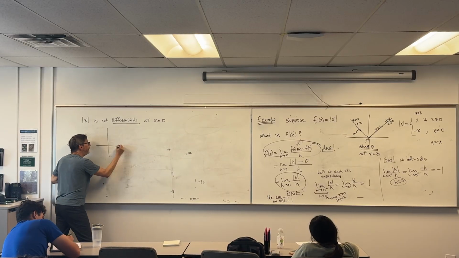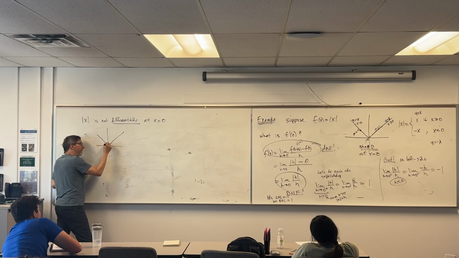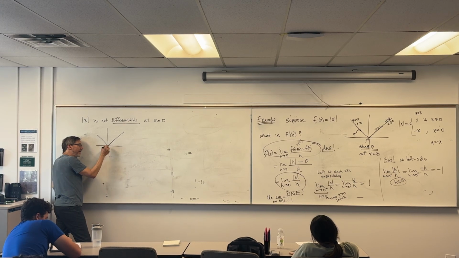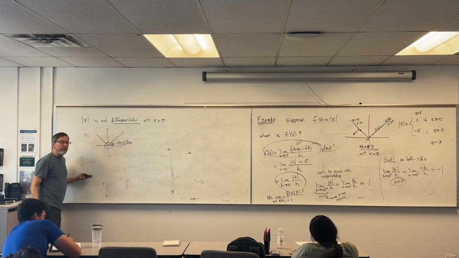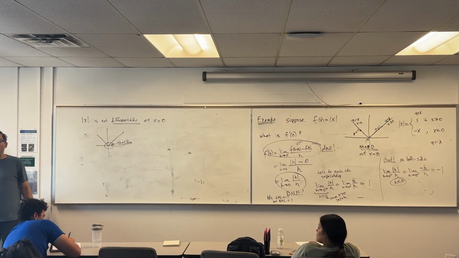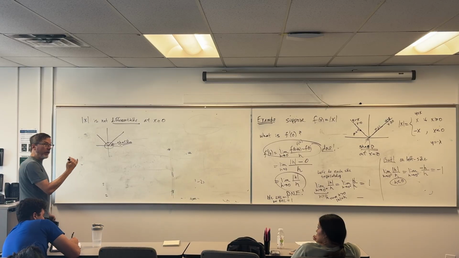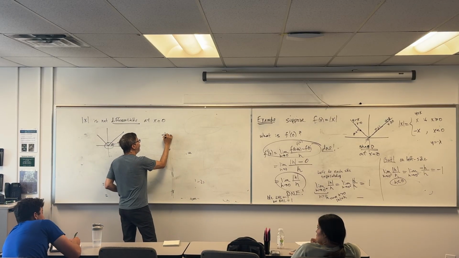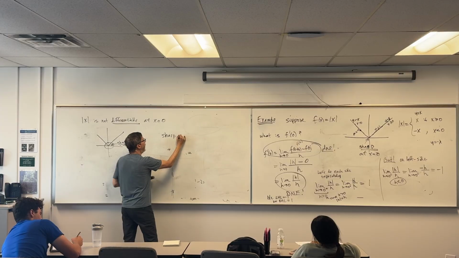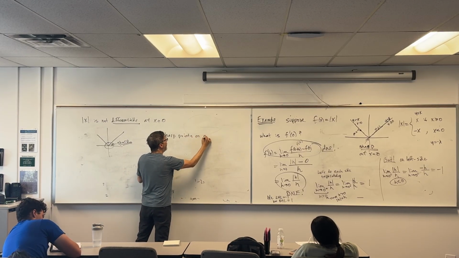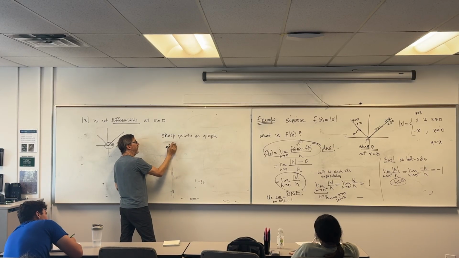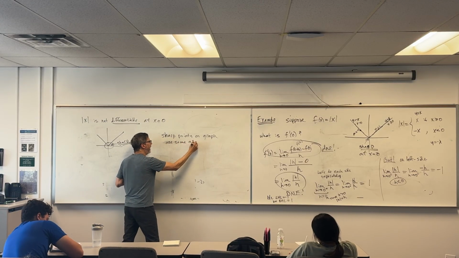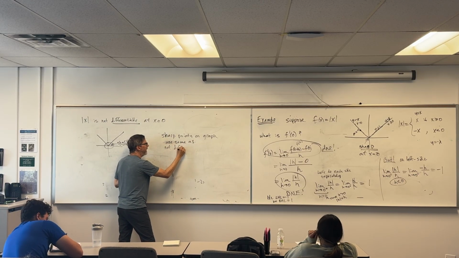And let's think about that point right there. That is sharp. Anytime your graph has a sharp point in it, it's not differentiable there. So sharp points on the graph mean, I'll put a little double-headed arrow here, the same as not differentiable at that point.